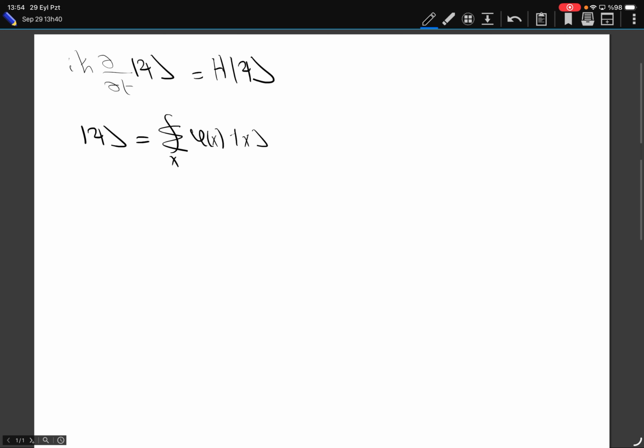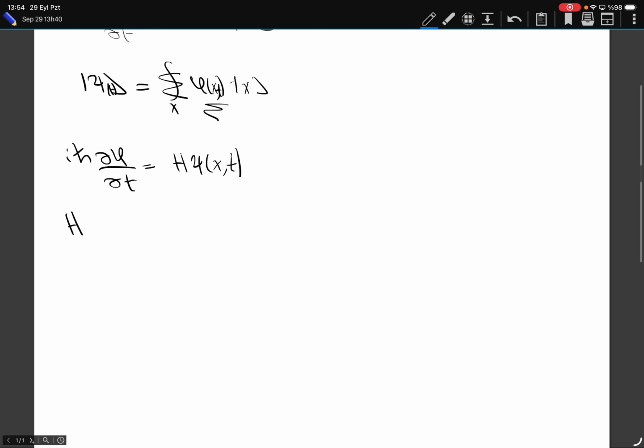Well, x can be, in fact, any quantum number that you like. And this is the wave function that you usually use. And then you say that, okay, this wave function, if you also add the time dependence, now, what is the Hamiltonian?